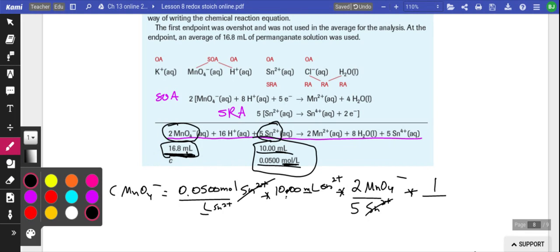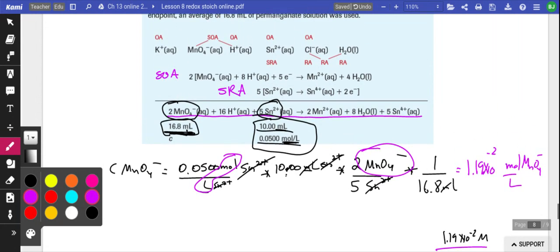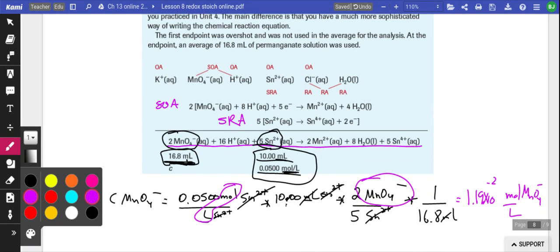Here's my liters of permanganate. So it goes on the bottom, 16.8 milliliters of permanganate. The milliliters cancel out. Those tin 2+s are gone, and I am left with moles per liter of permanganate. And when you plug all that in, you should get this answer, 1.19 times 10 to the minus 2 moles per liter of permanganate. So that was step one, figuring out the concentration of the strong oxidizing agent.